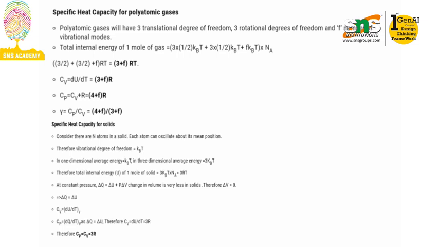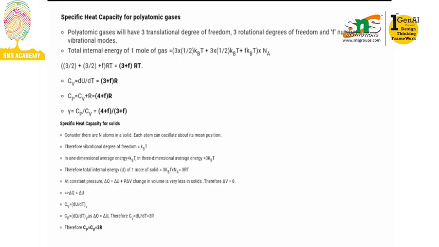Specific heat capacity for solids. So consider there are N atoms in a solid. Each atom can oscillate about its mean position. So therefore the vibrational degree of freedom contributes kB T. In 1 dimension average energy is kB T. In 3 dimensions average energy is 3 kB T. So therefore the total energy U of 1 mole of solid is 3 kB T × NA, that is equal to 3 RT. At constant pressure, dQ = dU + P dV. Change in volume is very small, therefore dV is equal to 0. Which also implies that dQ is equal to dU, and we can conclude that Cp is equal to Cv is equal to 3R.